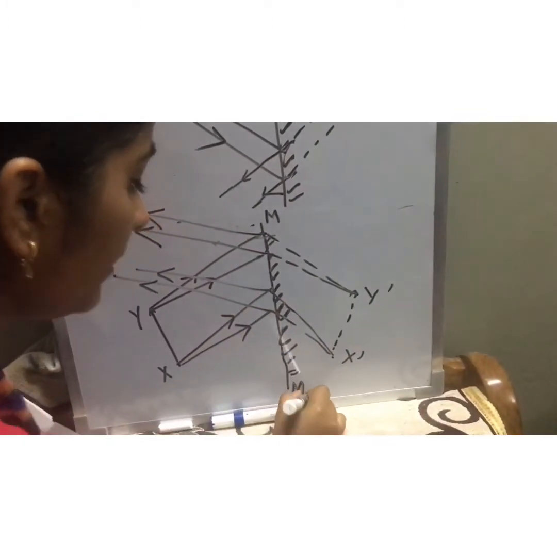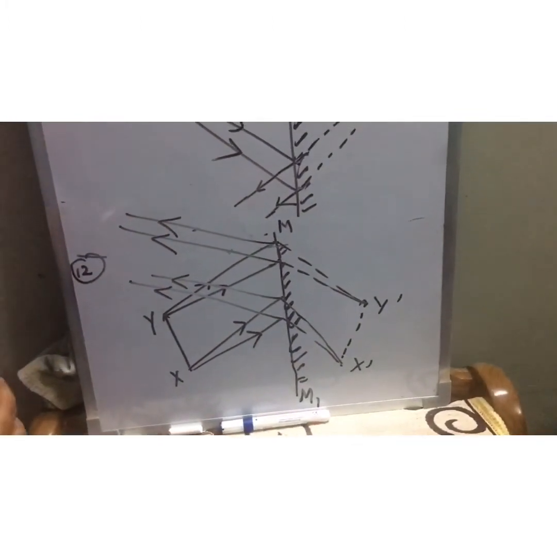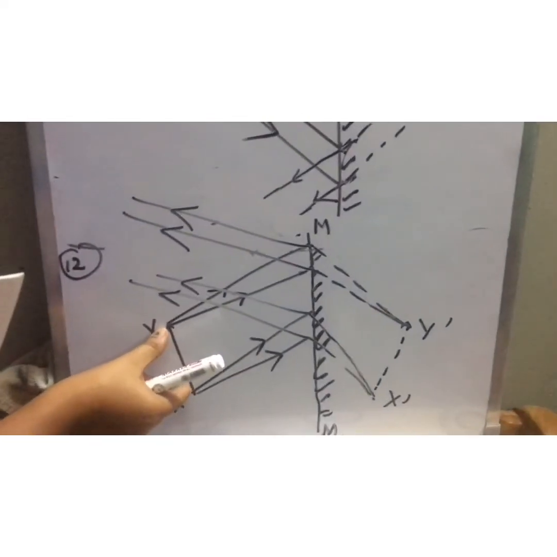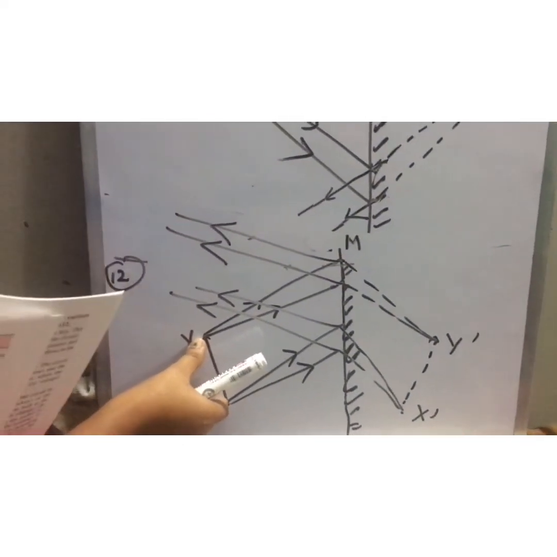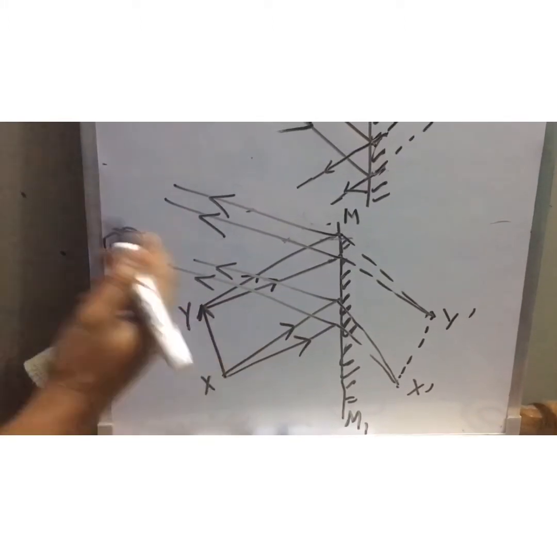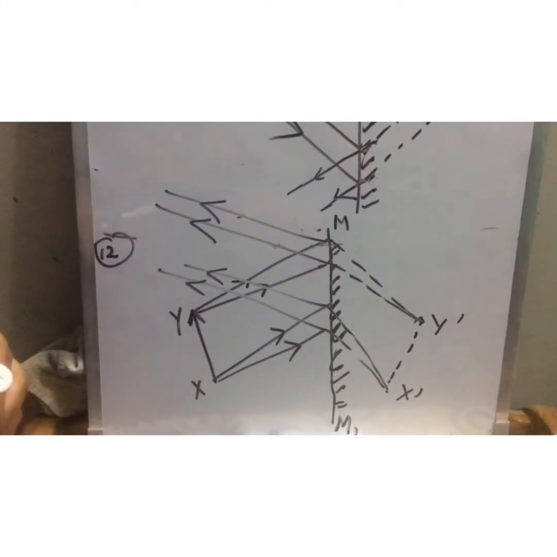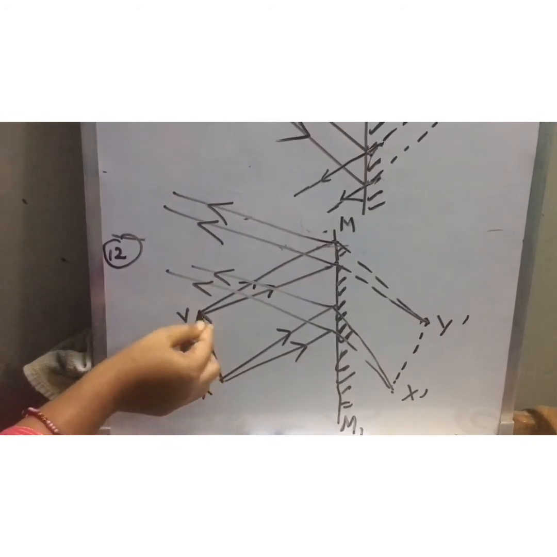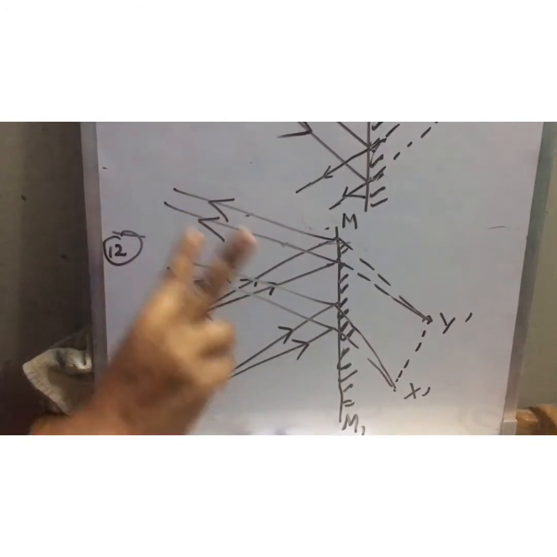MM1 is the plane mirror. Now, what is given to us? The extended object YX is given to us, whose Y is the top and X is the bottom. Okay, YX is an extended object. Now, what I explained to you is that from each point you have to consider at least two rays.